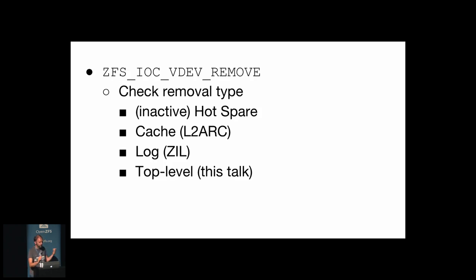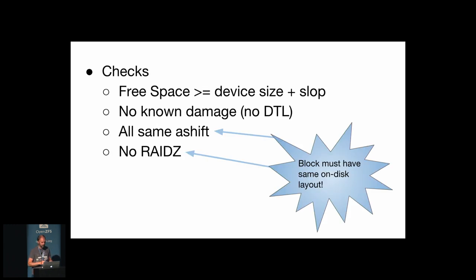First I want to mention we start by checking the removal type. You've actually always been able to remove devices from a pool, and so this ioctl is not new. It's just that most removals that you might want to do will result in EINVAL. So first we check which type it is. You've always been able to remove inactive hot spares, cache devices, and log devices. But this talk is about removing top-level devices. If you see that term in the code, like remove top, we're talking about removing a top-level normal device from the pool, reducing the total amount of space, and evacuating it, et cetera.